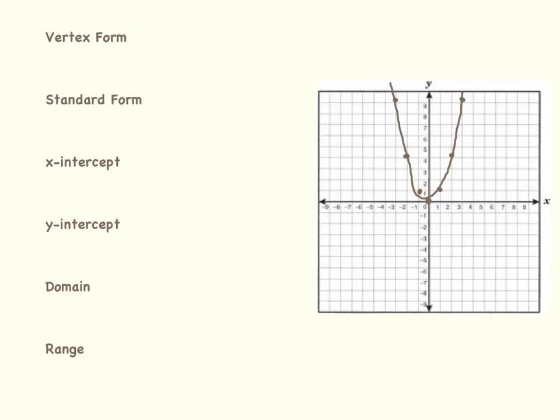If you have your graphing calculator, you can always put it into y equals and then go to the table and make sure you get your x's and y's correct. First, let's review the vertex form of a quadratic function. It is y equals a times x minus h squared plus k, where h and k are your vertex.